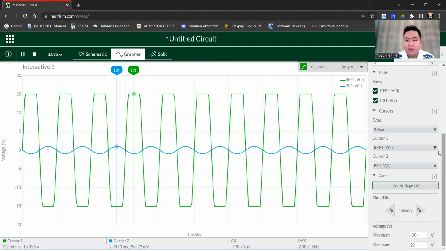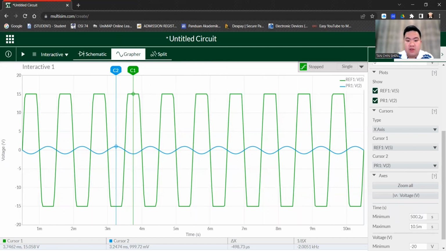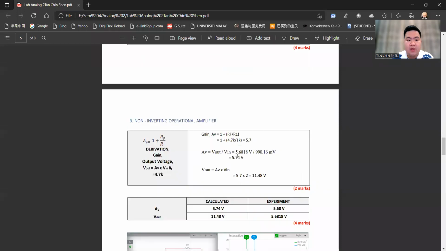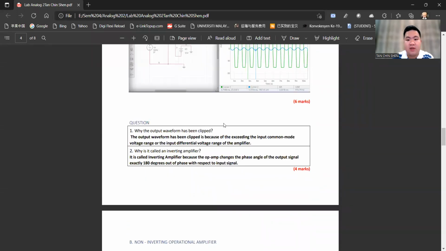Same here. The result that I get is V out 15 watt, and for V in it is 999 milliwatt. For part B, there are 4 questions we need to answer. For question 1, why will the output waveform be clipped? The output waveform is clipped because of exceeding the input common mode voltage range or the input differential voltage range of the amplifier.